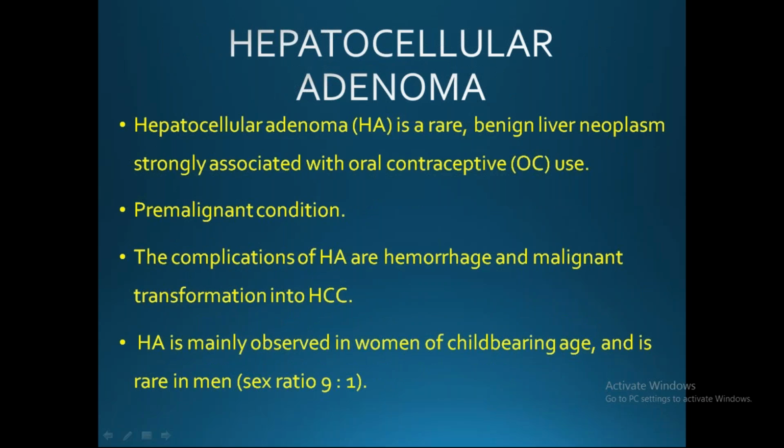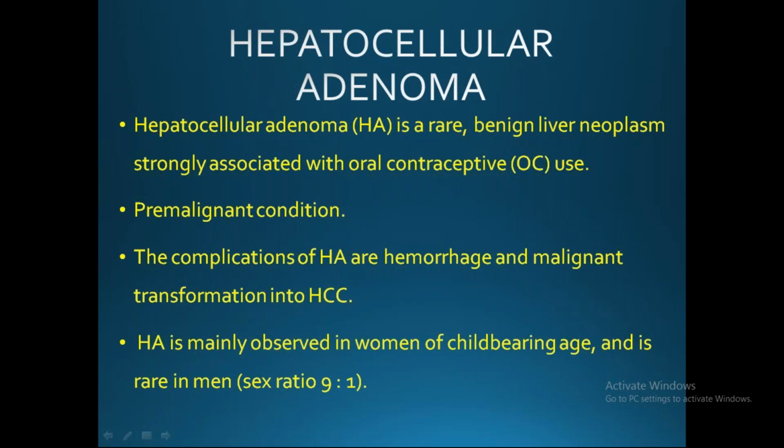Coming to hepatocellular adenoma, of the epithelial tumors, again it is rare compared to the other two. It has a strong association with OCP usage, and it is a premalignant condition. Hepatocellular adenoma can transform into hepatocellular carcinoma. This is important, and more care is needed if you diagnose a hepatocellular adenoma. The follow-up protocol should be very stringent.